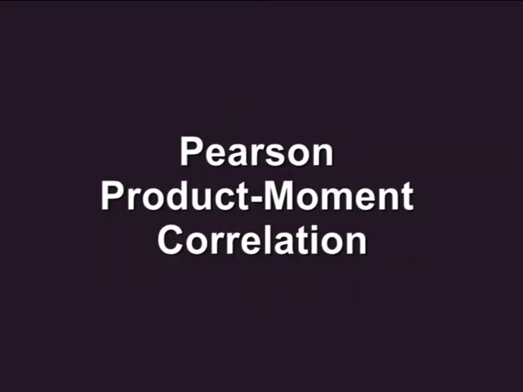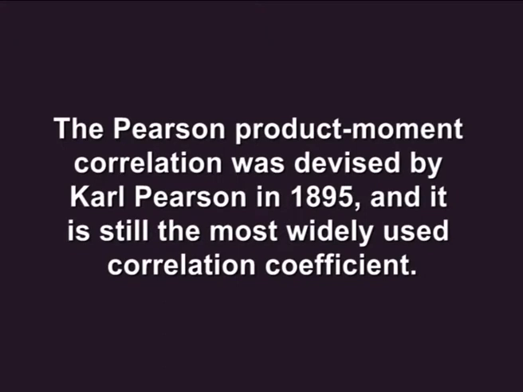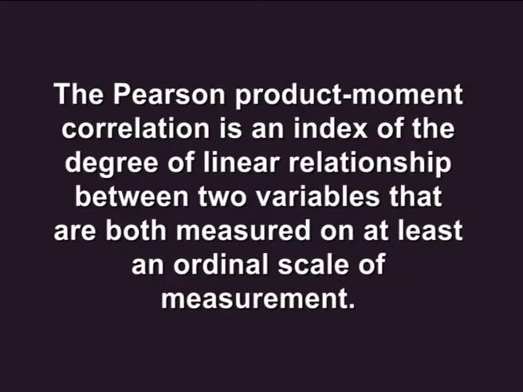Then we have Pearson's product moment correlation. The Pearson product moment correlation was devised by Karl Pearson in 1895, and it is still the most widely used correlation coefficient. The Pearson product moment correlation is an index of the degree of linear relationship between two variables that are both measured on at least an ordinal scale of measurement.